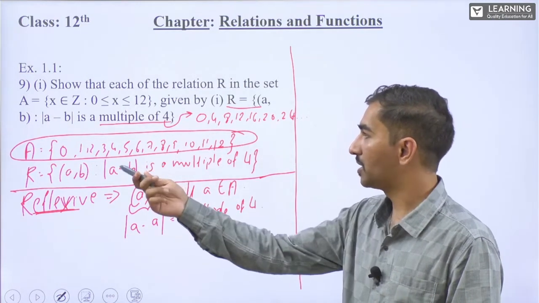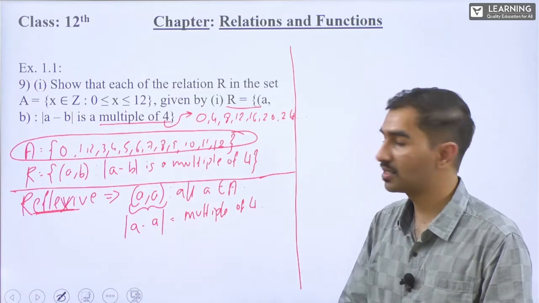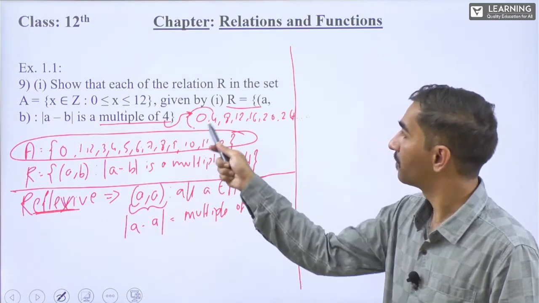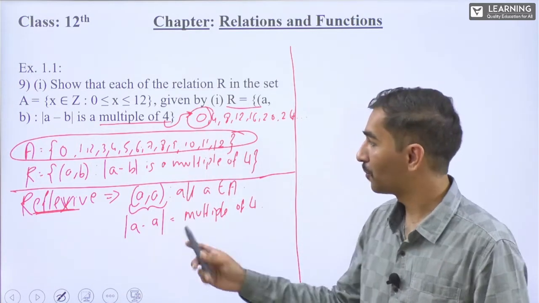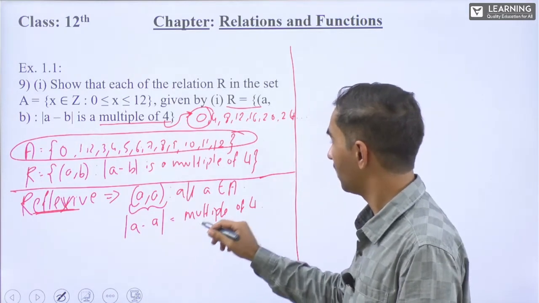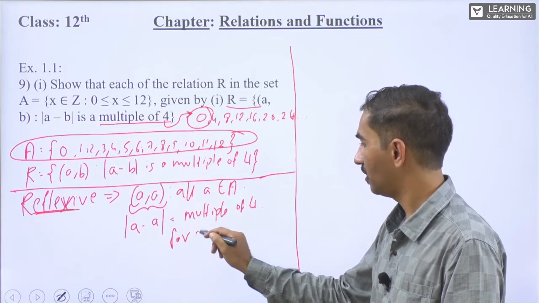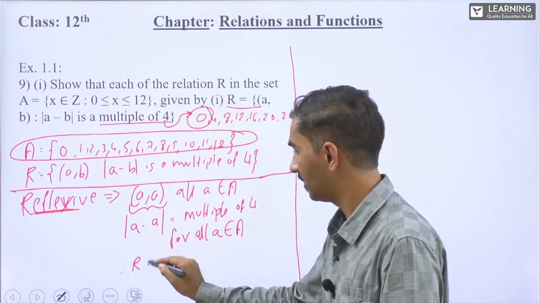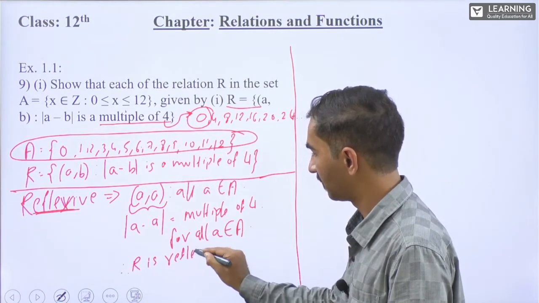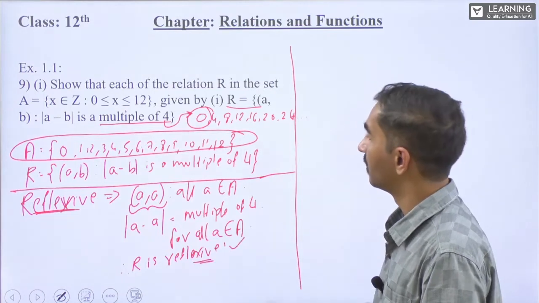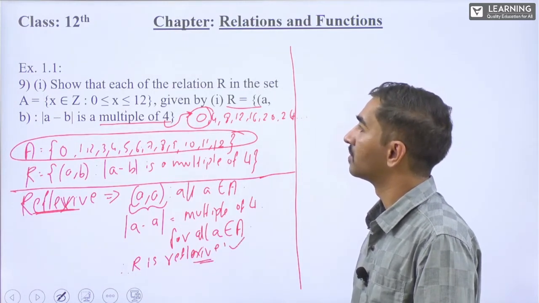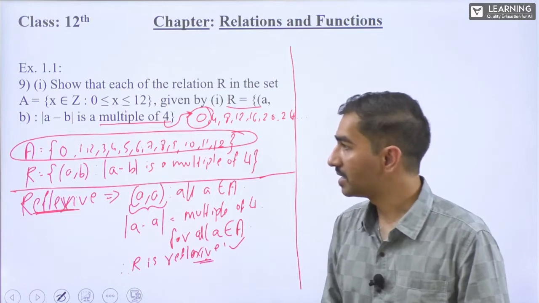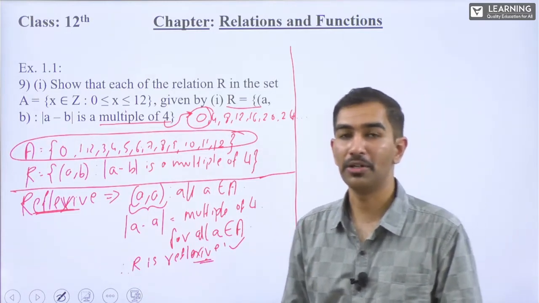Okay. So any number you take, students. For example, you take 6. Mod of 6 minus 6 is equal to how much? 0. So 0 is a multiple of 4. Understood? So therefore what we can tell? Mod of A minus A is a multiple of 4 for all A belongs to set A. Therefore we can tell that the relation R is reflexive. So it is here reflexive. Okay, moving on to the next one.